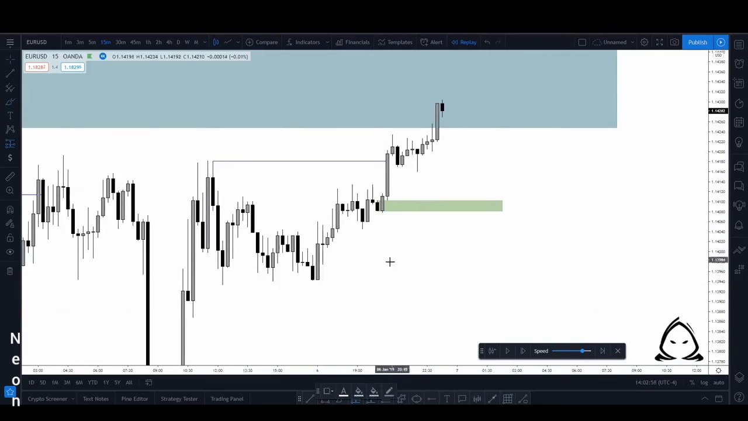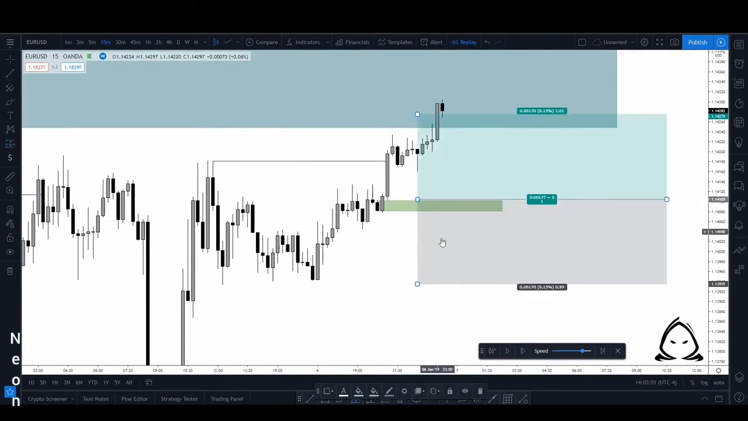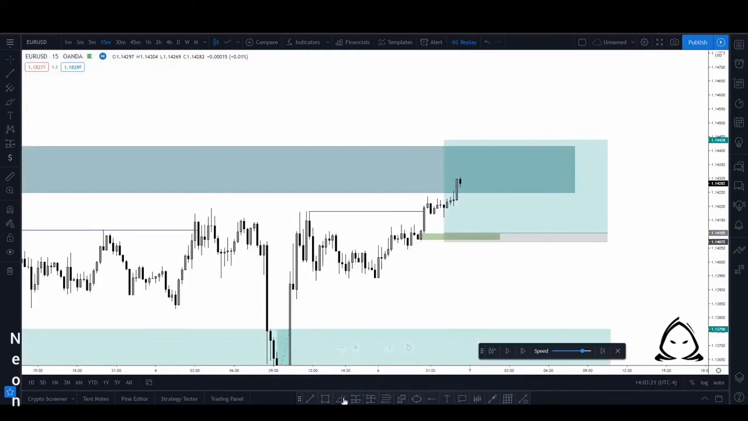So what we can do is be a little aggressive and put an order on. We can see that this is a 2.3 pip zone, and we'll add another pip, so that'll be 3.3 pips, just like that. And we'll see if price pushes down, tags us in and continues up, or if it just continues to push down.